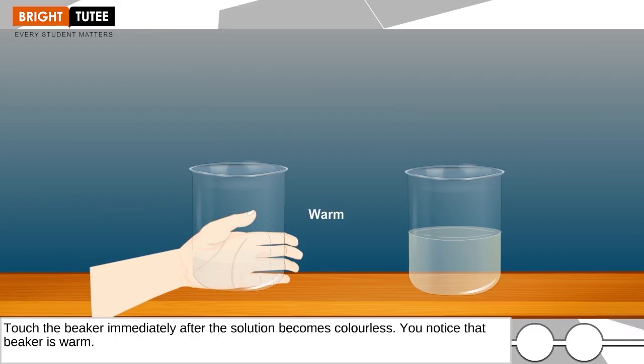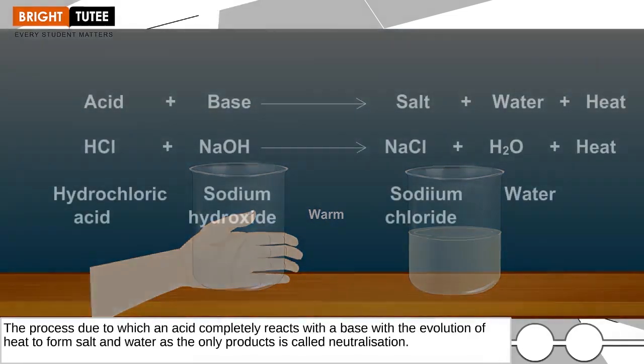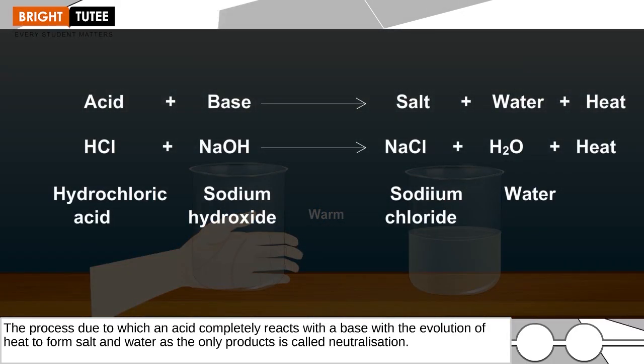You notice that the beaker is warm. Thus, we can say that heat is evolved when an acid reacts with a base. The process due to which an acid completely reacts with a base with the evolution of heat to form salt and water as the only products is called neutralization.